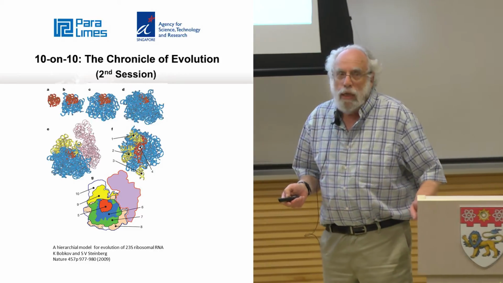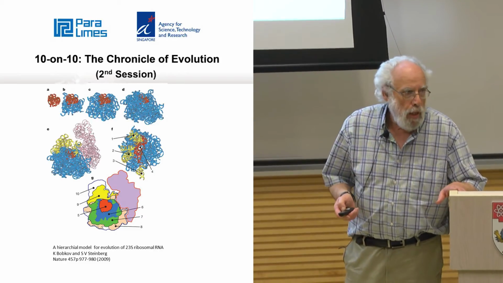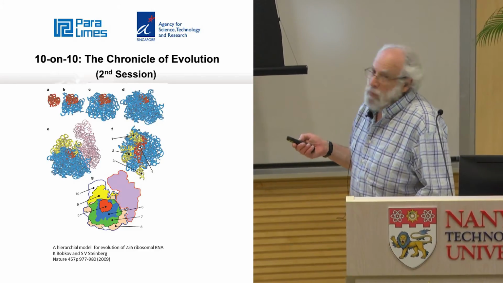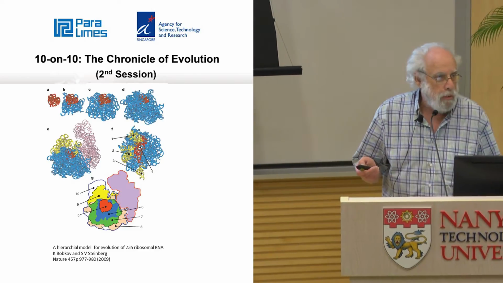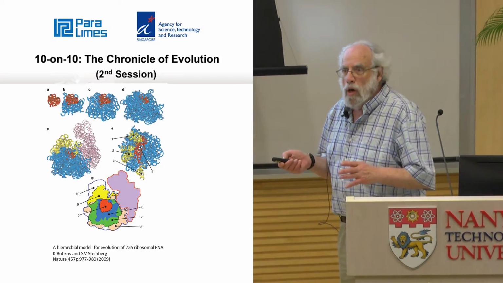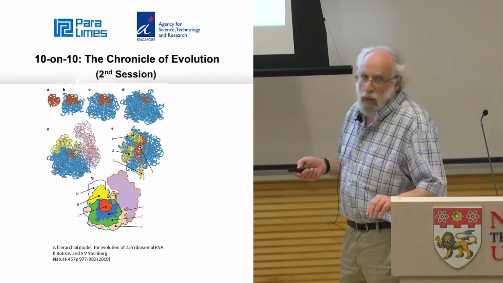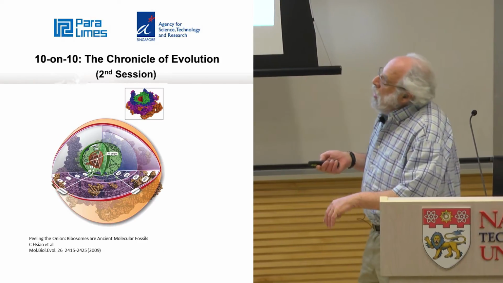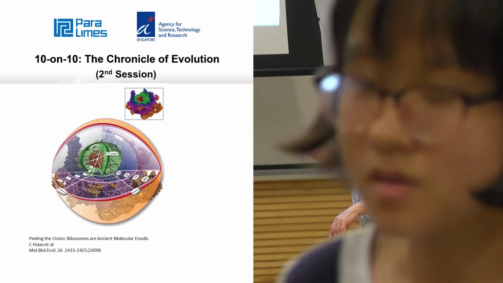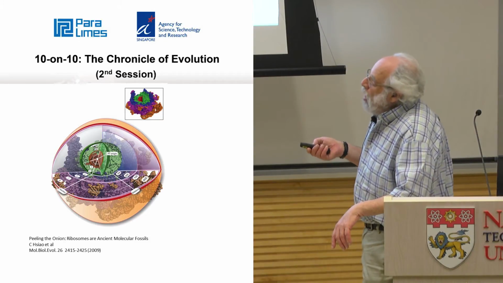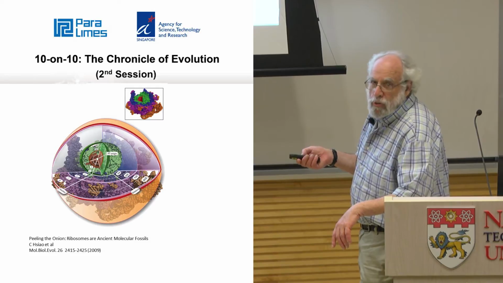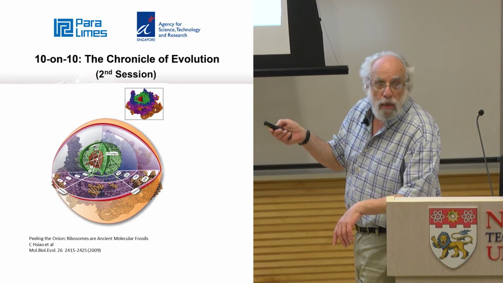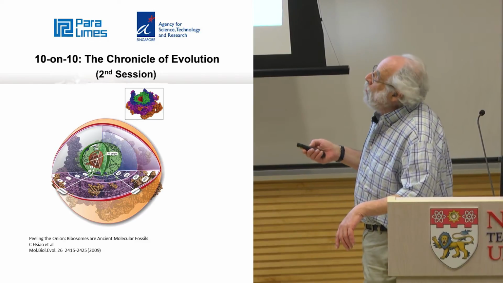Now, it was immediately seen that the ribosome did grow like an onion, and it grew from the PTC site outwards. And it grew by addition of other pieces of RNA. This is peeling the onion. The onion comes up a lot in this business. And the ribosomes are ancient molecular fossils. And now the problem is, how do you read the onion-like growth of the ribosome?